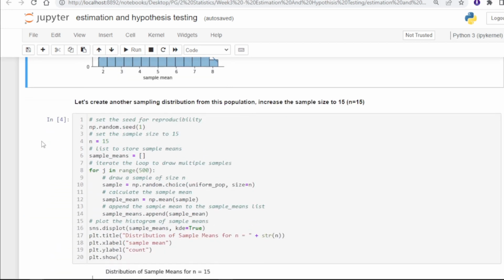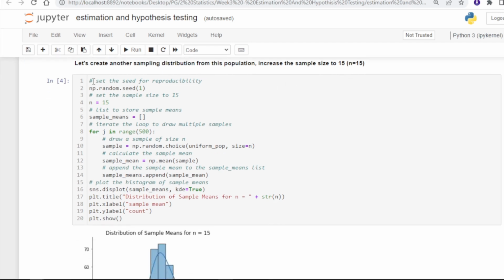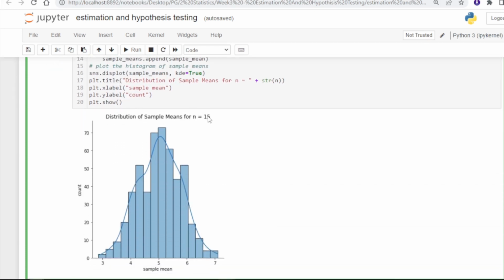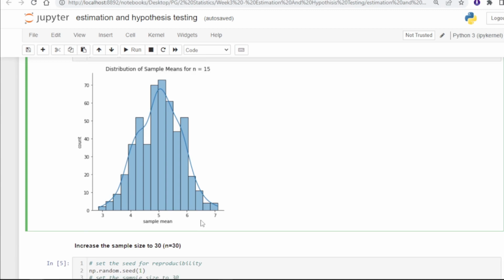Let's create another sampling distribution from this population and increase the sample size to 15. So in this case our n becomes 15, and the rest remains the same. With n equal to 15, you can again see that the curve has changed slightly.